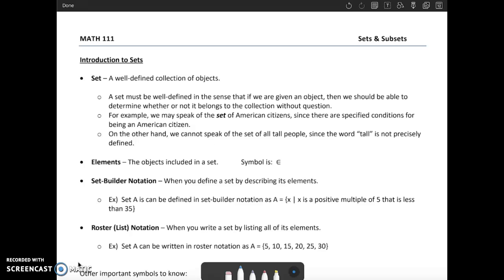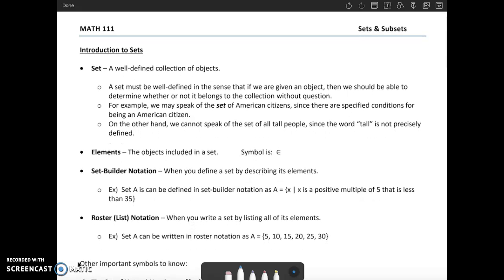I think I already used the word elements. Elements is the term for the objects in your set. And the symbol for that is like this little curvy E. When I write it, it looks kind of like that. So that is the symbol for something being an element in a set.